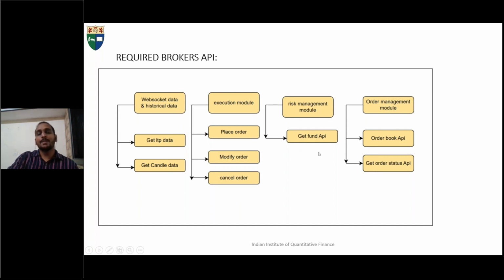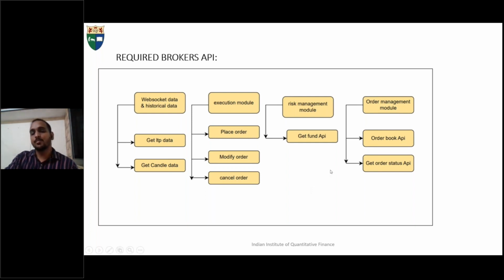The next one is the risk management model, which is get fund API. So why will we be using the get fund API? For example, if I have strategy A, strategy B, strategy C, and I have around 10 lakhs in my account, and I want to allocate 40%, 20%, 20% into different strategies. So in order to segregate my funds into different strategies, I will be using the get funds API, which will later be used for allocation of quantity into different strategies. So this is the purpose of get fund API.